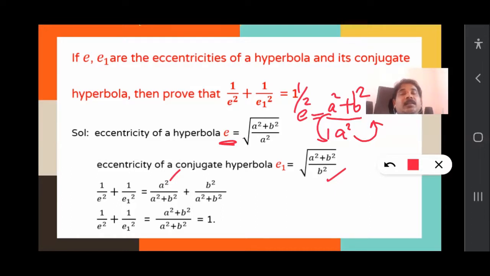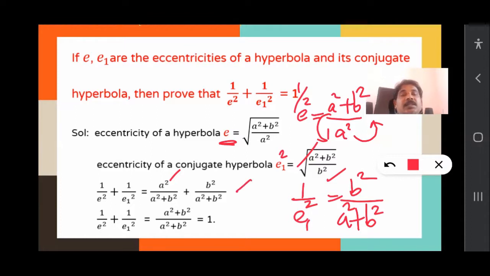Similarly, e1 is equal to root of a square plus b square by b square. e1 square is equal to, there is no root, a square plus b square by b square. Therefore, 1 by e1 square is equal to b square by a square plus b square. Therefore, 1 by e square plus 1 by e1 square is equal to a square by a square plus b square plus b square by a square plus b square.